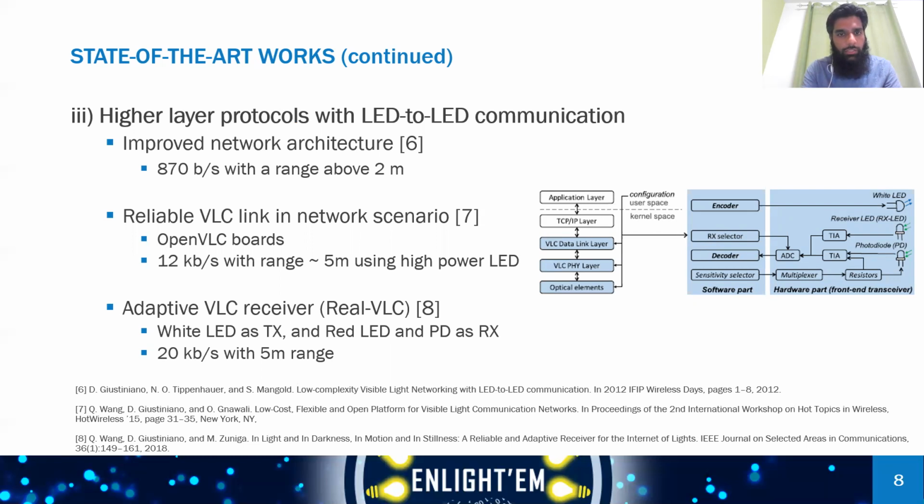Another work was presented with the name RealVLC, which is an adaptive VLC receiver. The receiver dynamically configures itself to maintain the link over different lighting conditions. They used a white LED as transmitter and a red LED and photodiode in complementary configuration as a receiver. They achieved a data rate of 20 kb per second with a 5-meter range.